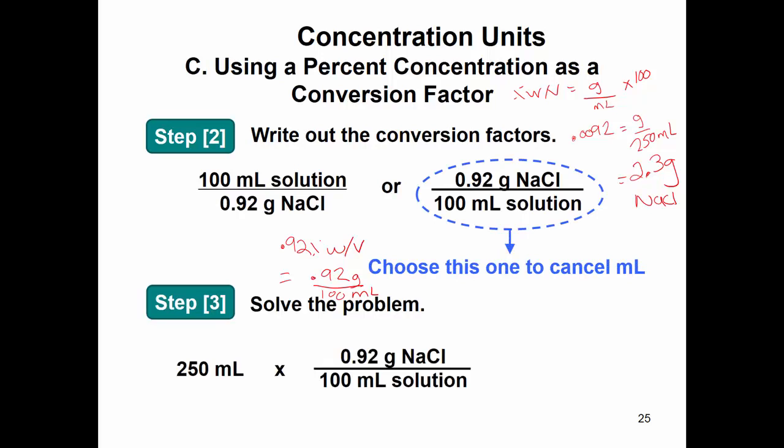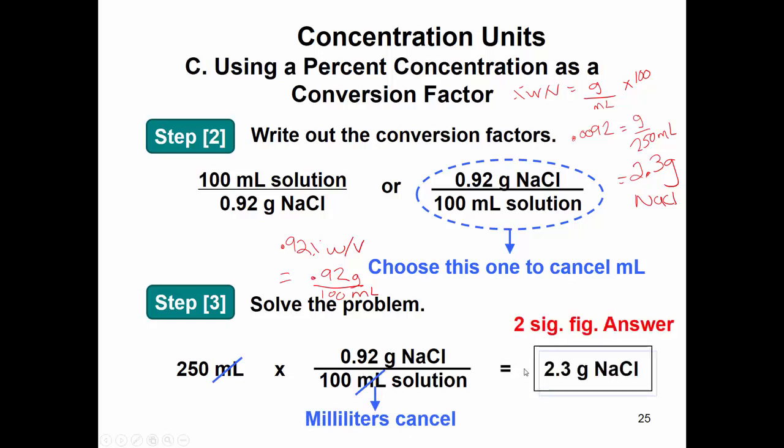There are really two ways we can do this. I'll go ahead and show step 2 and 3 here. If we have a percentage, that means it's always out of 100. So based on that, you have 0.92% was what you were given in the problem. That means you have 0.92 grams per 100 milliliters, because that's what a percentage is. It's always out of 100. And then you can just take your 250 and multiply it times your conversion factor. So milliliters cancel, and you're left with 2.3 grams of sodium chloride.